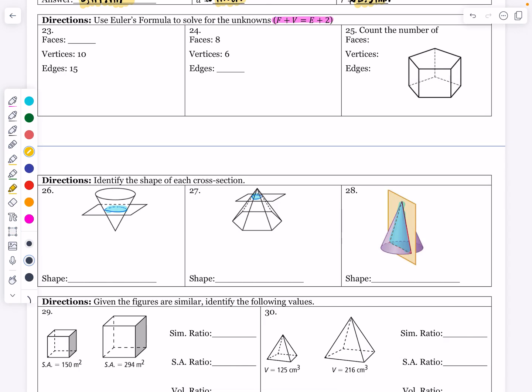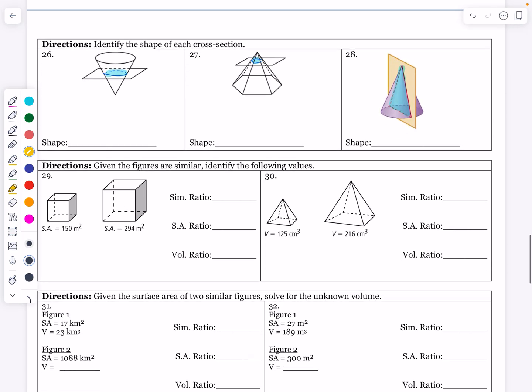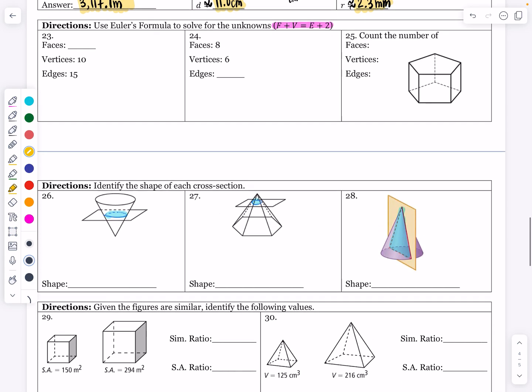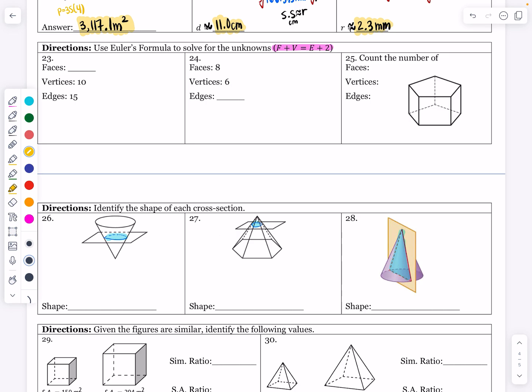All right, and welcome to our last video. This will be for questions 23, hopefully through 34 on the study guide. And so we're going to use some Euler's formula. And remember that this relates to the number of faces, edges, and vertices in a shape.